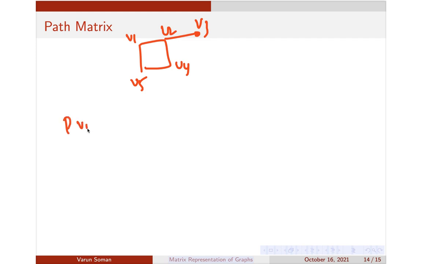For example, suppose V1 and V3. Then there will be one matrix for them. Similarly for V1 and V2 there will be another matrix like that. It's called a path matrix. It is defined for two vertices. We will be taking two vertices at a time. Now how will you define it?